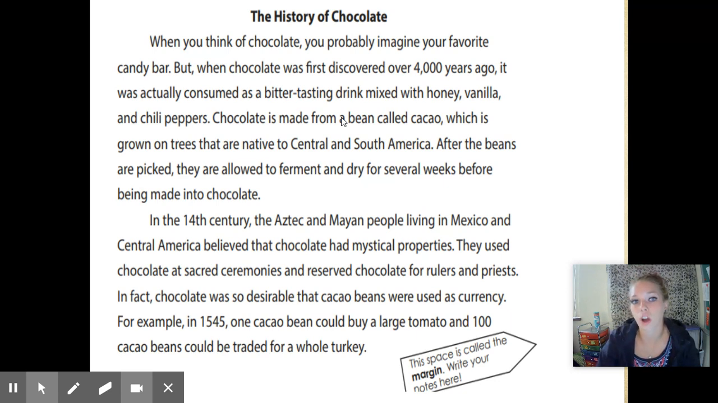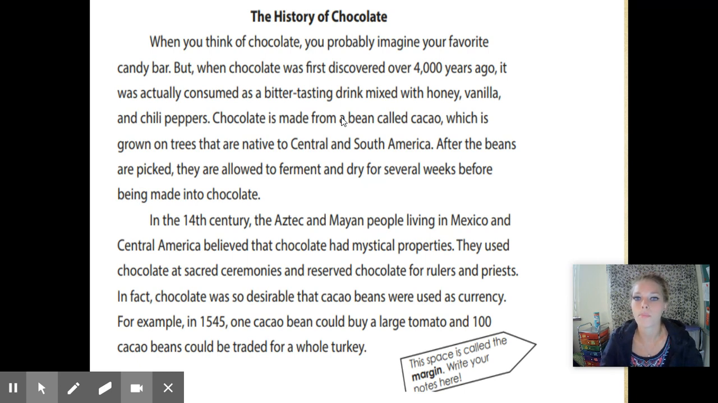It's called The History of Chocolate. When you think of chocolate, you probably imagine your favorite candy bar. So right now, I'm thinking about my favorite candy bar. But when chocolate was first discovered over 4,000 years ago, it was actually consumed as a bitter-tasting drink mixed with honey, vanilla, and chili peppers.